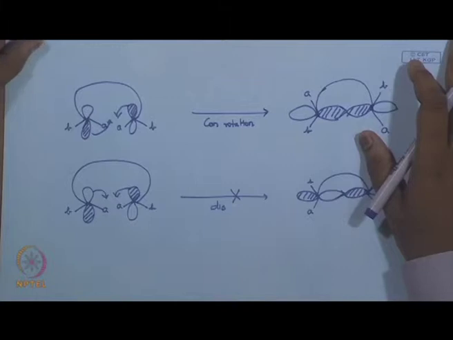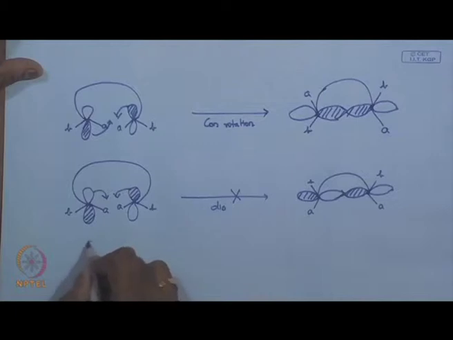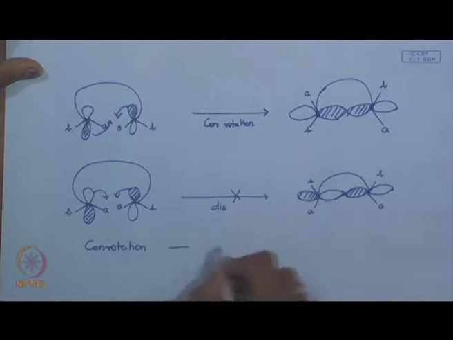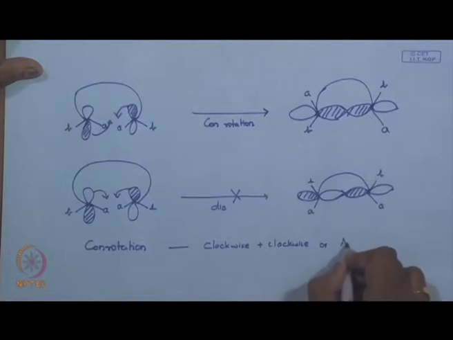Clear? Because keeping this in mind only, we can go for other reactions, we can step on many other problems of pericyclic reaction. This is very important. If you have any doubt, please let me know. Fine. So just to summarize, conrotation is nothing but either clockwise plus clockwise direction rotation, or it can be anti-clockwise plus anti-clockwise.